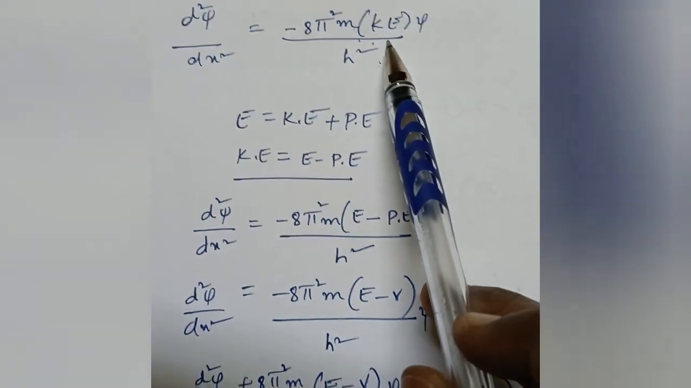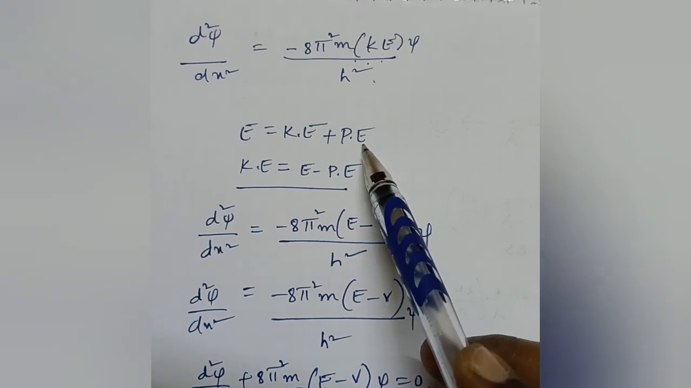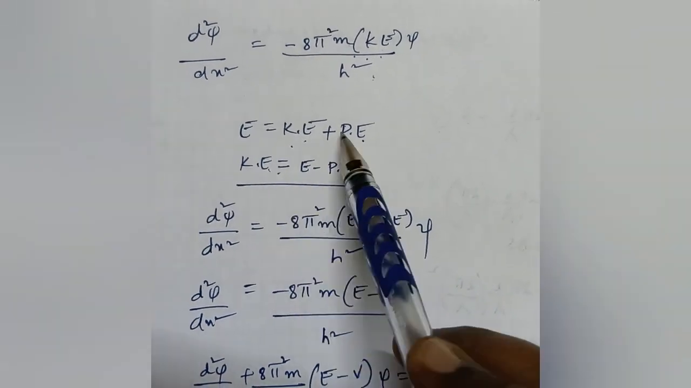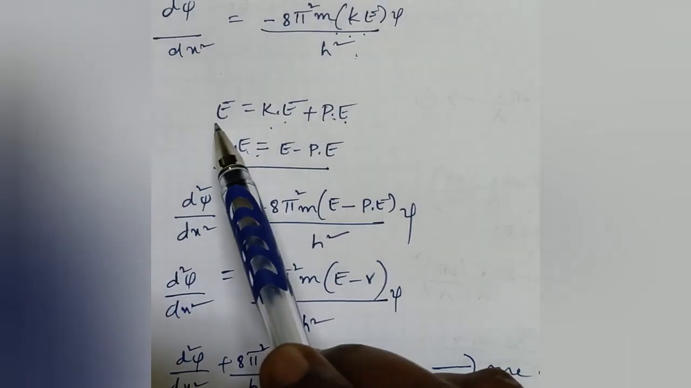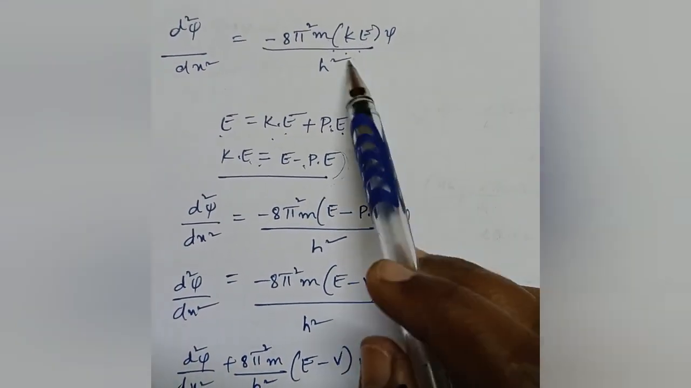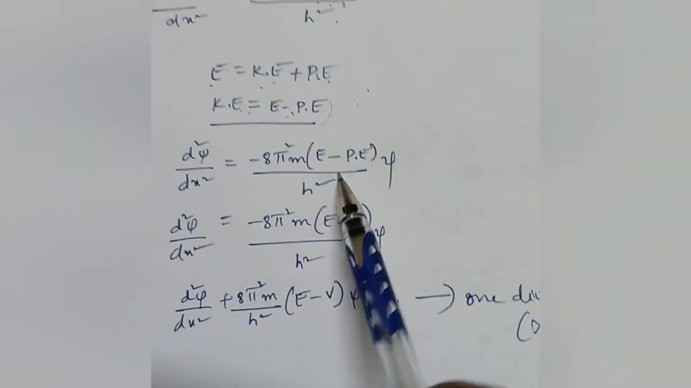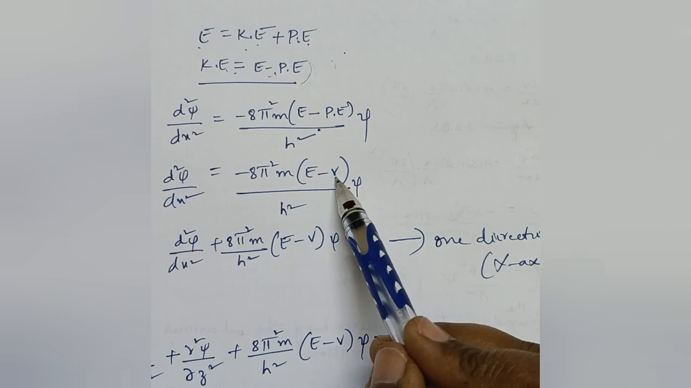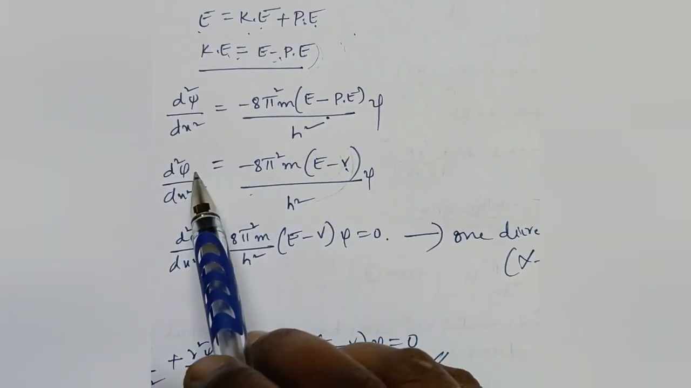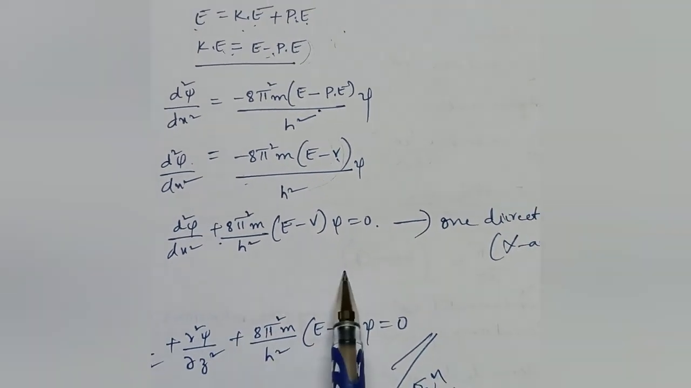Here kinetic energy is there, but we have the equation for total energy as kinetic energy plus potential energy. Now I am taking kinetic energy and moving the potential energy to the left hand side, E minus PE. We can also represent PE as V. So now substitute KE is equal to E minus PE, right? In place of PE I am substituting V. Now I am taking this whole term to the left side, then minus becomes positive, is equal to 0.